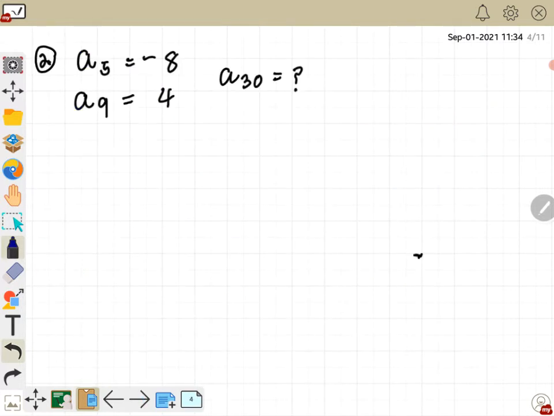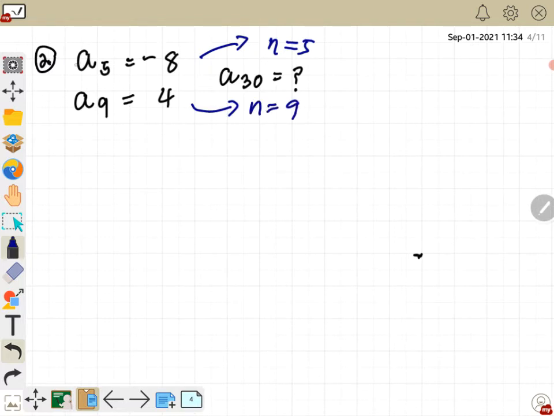So we have here number 2. The fifth term, a sub 5, is negative 8. The ninth term, or a sub 9, is 4. We are tasked to find the 30th term. So we know that in this case, n equals 5. And we know in this info, n equals 9.